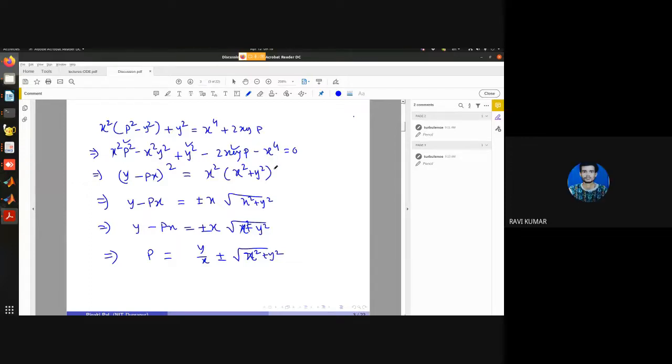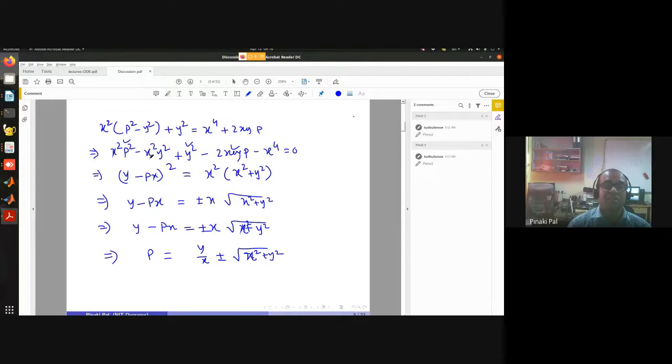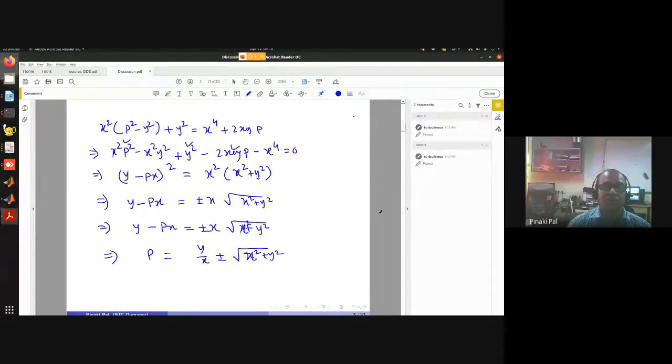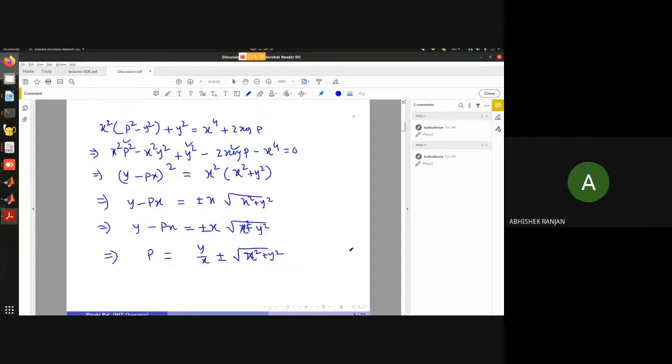1 plus y by x whole square, sir. The y by x term is coming. Is there any problem in the second step? No, sir. The solution is okay. The final equation is fine. From the last to second step, how can we solve it?